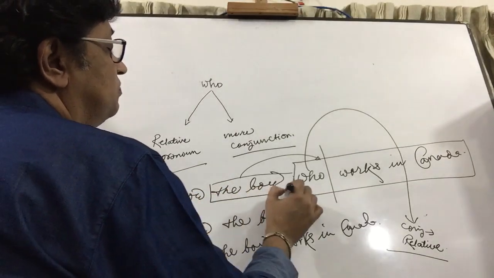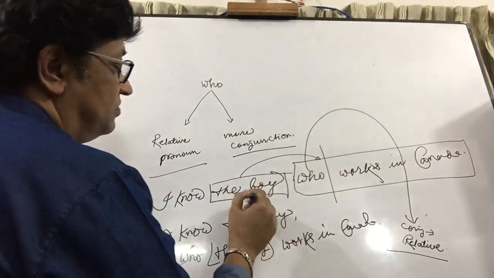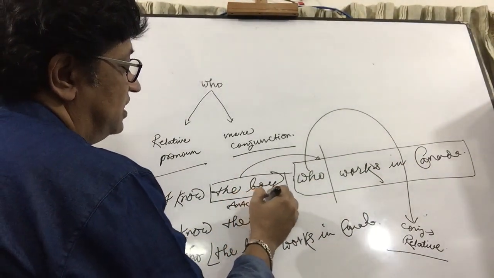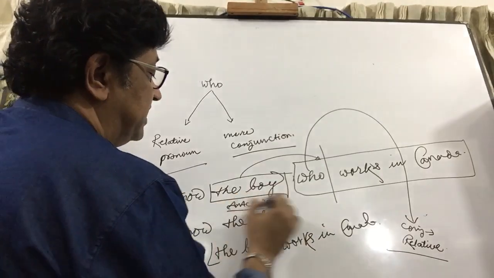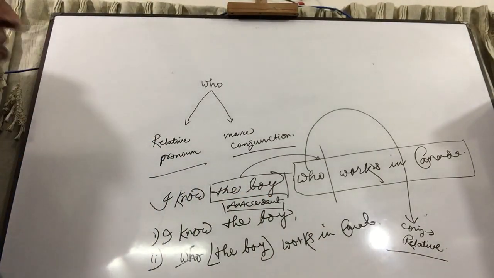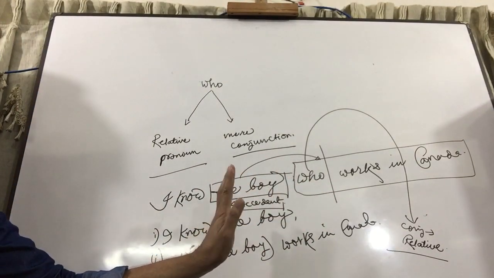And the noun which is described after, it is called the antecedent. A-N-T-E-C-E-D-E-N-T. Antecedent means the noun that goes before the relative. Right? Now, who is the relative and the boy is the antecedent.